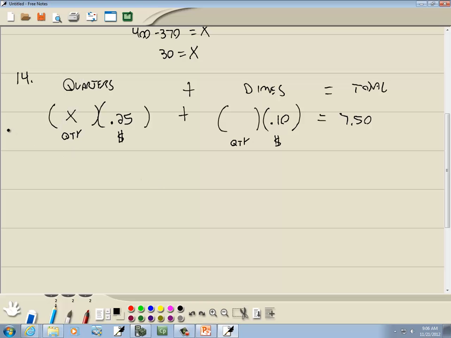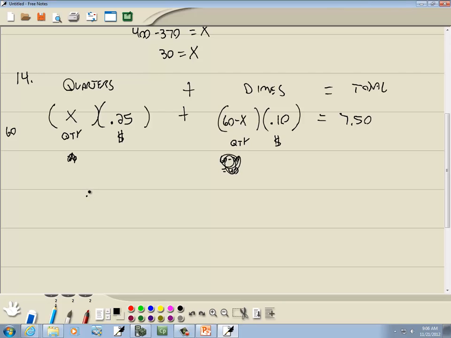Well, if there's 60 total, let's pretend there's a number here. Let's say there's 20 quarters. How many dimes would we have if there's 60 coins total? Well, we'd have 60 minus 20, or 40. Well, we don't really know this is 20. This is actually X. So instead of having a 20 here, I'm going to have an X. So I'll have 60 minus X. Again, these numbers just help us with the setup.